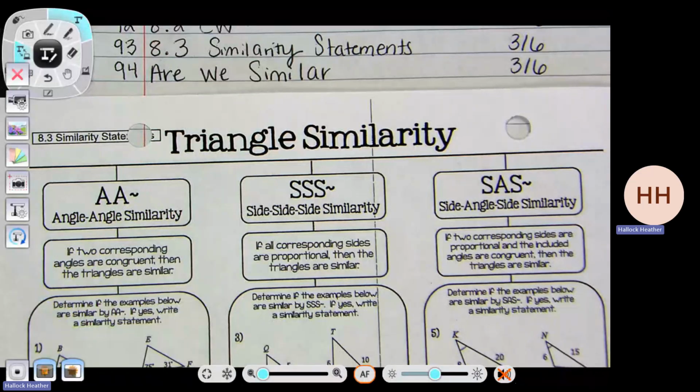And we did side, side, side, angle, angle, side, angle, side, angle. There was a bunch of weird combinations of them. The only one you could not use was what?